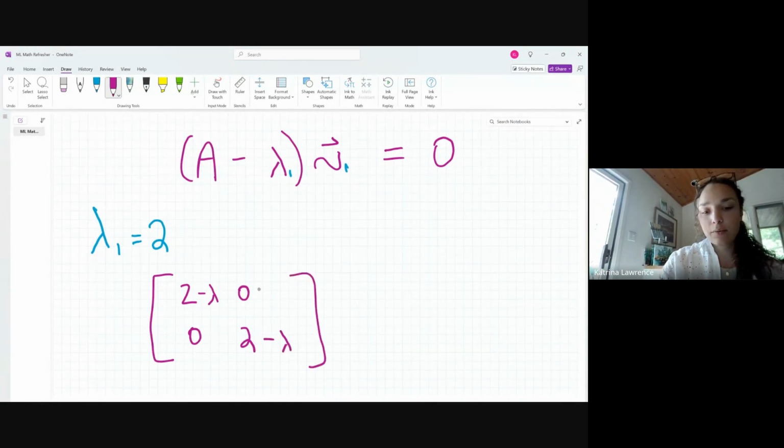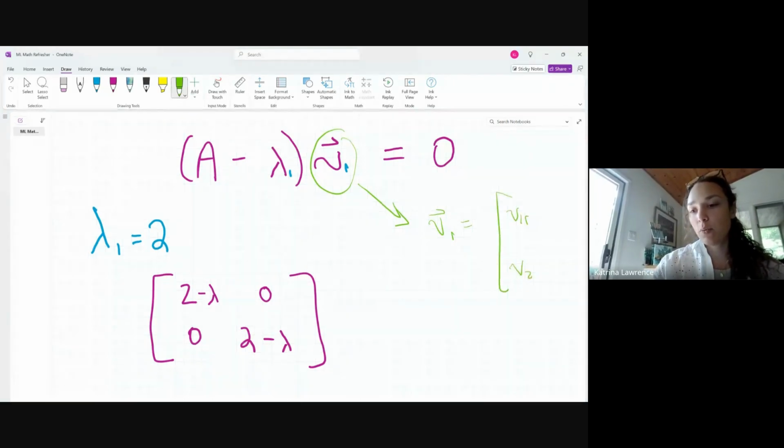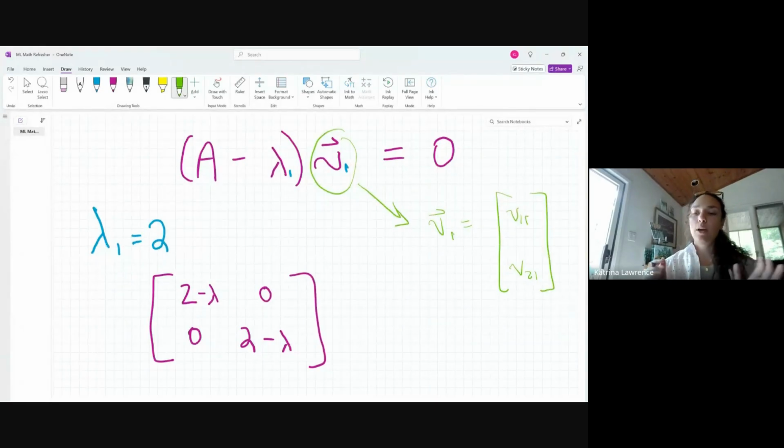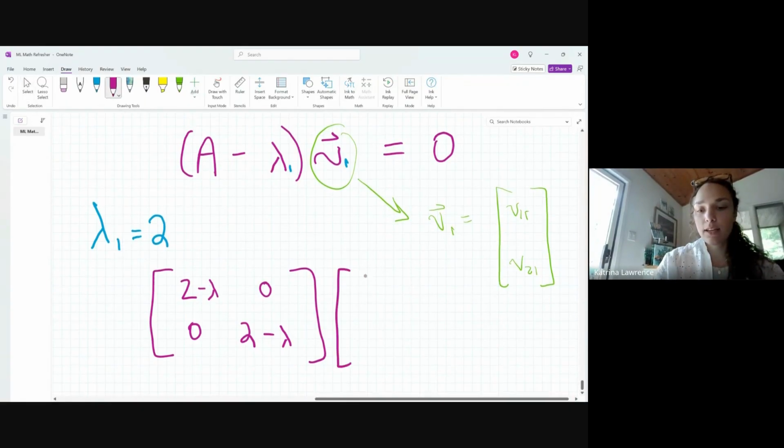The other thing we're going to do right now is re-represent V1. We're going to say that V1 equals this vector of V1,1 and V2,1. That way we can represent it in its decomposed form, and that will help us when we're trying to do matrix multiplication. So now we have over here V1,1 and V2,1, and we're going to set that equal to 0.